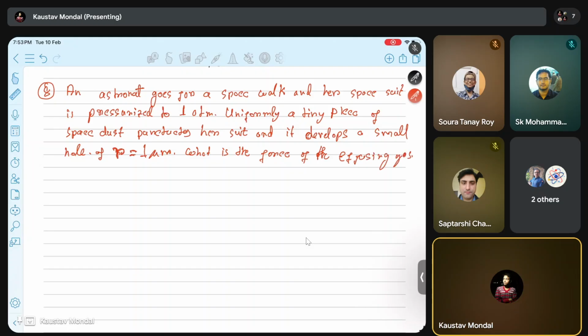So the options are: A, 9 into 10 to the power minus 7 newton. Option B is 5 into 10 to the power minus 6 newton. Option C is 3 into 10 to the power minus 5 newton. Option D is 3 into 10 to the power minus 7 newton.